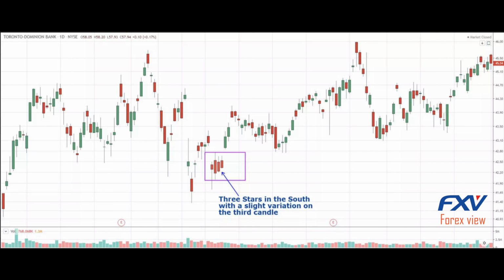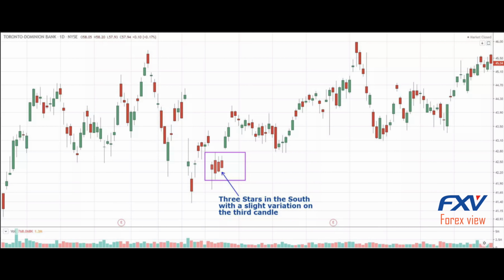The three stars in the south candlestick pattern is a very rare pattern that doesn't typically precede large price movements. It is formed by three black or red down candles of decreasing size following a price decline. The pattern indicates a bullish reversal, although the price should ultimately move in the expected direction before taking a trade.